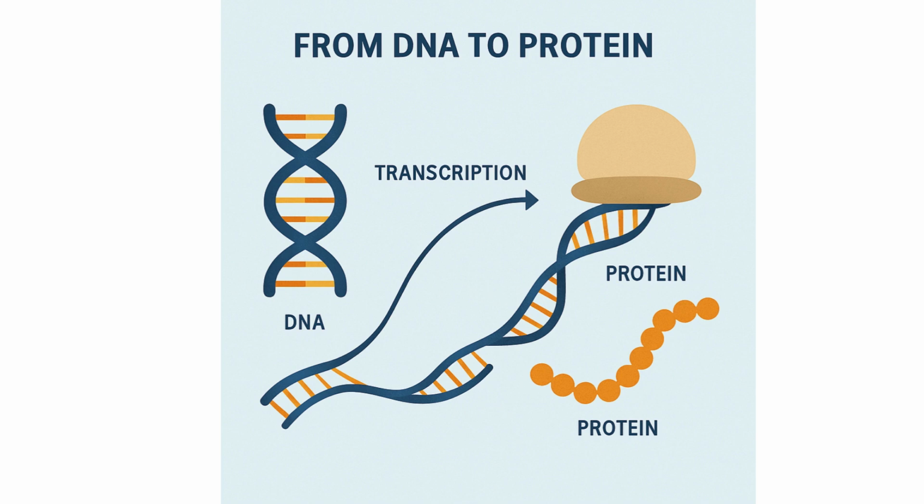2. Translation. The mRNA travels to a ribosome in the cytoplasm, where it's used as a template to build a protein. Each 3-base sequence, called a codon, corresponds to a specific amino acid. This process is fundamental to how DNA controls cellular function.